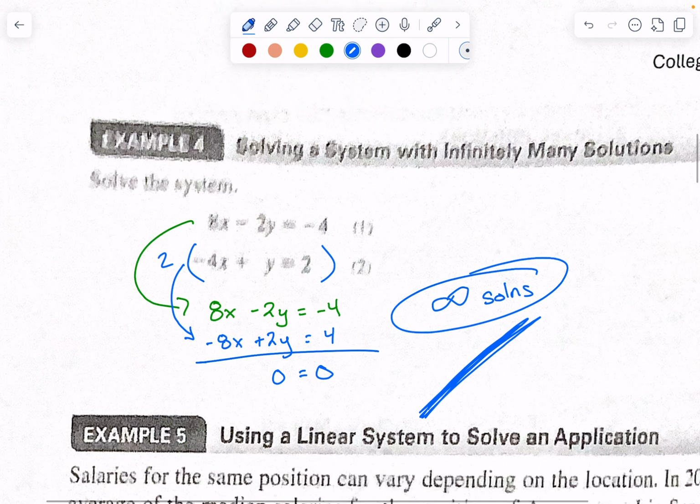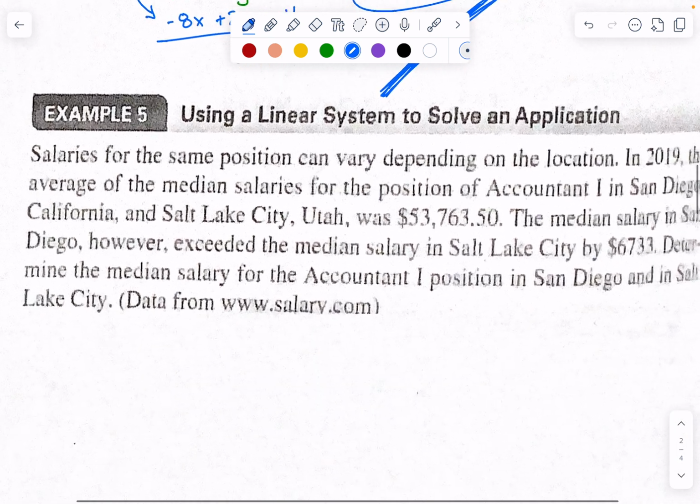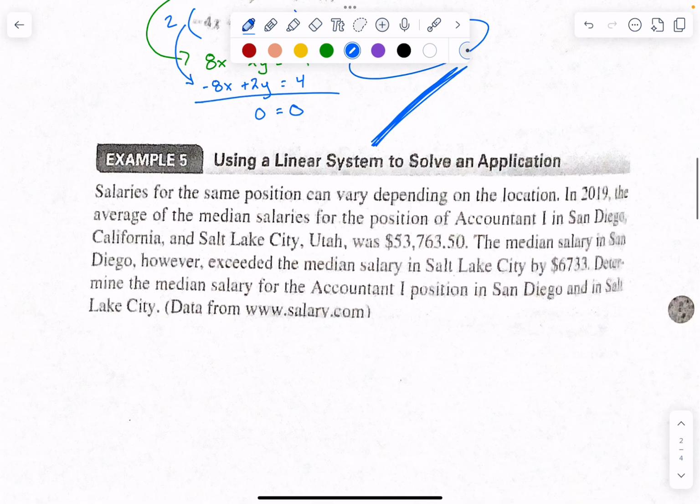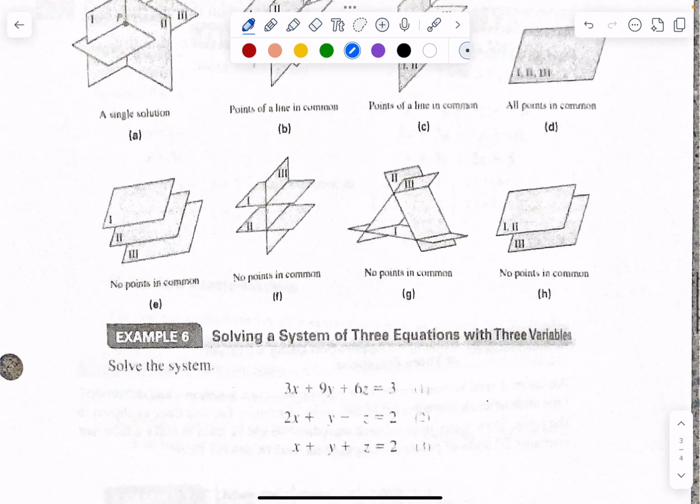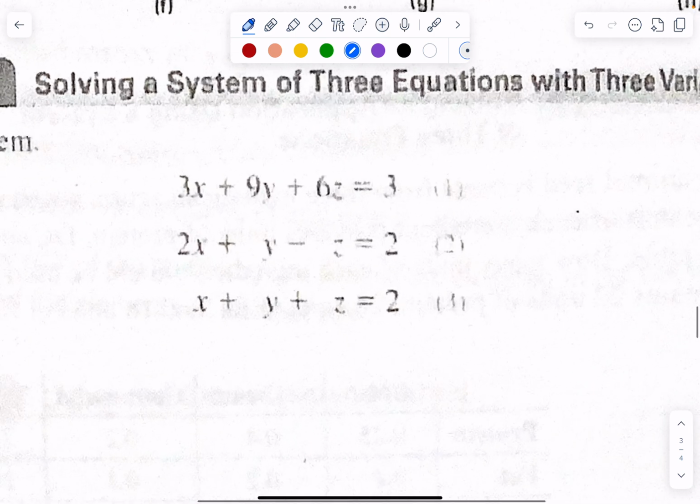Make sense? Now, that same situation happens. I'm going to skip example 5. Let's go to example 6. That same situation can happen when you're dealing with 3 variables. So again, if you get to the point where you get 0 equals 0, infinitely many solutions. If you get to the point where 0 equals 15, no solutions. Or you could get an ordered triple.